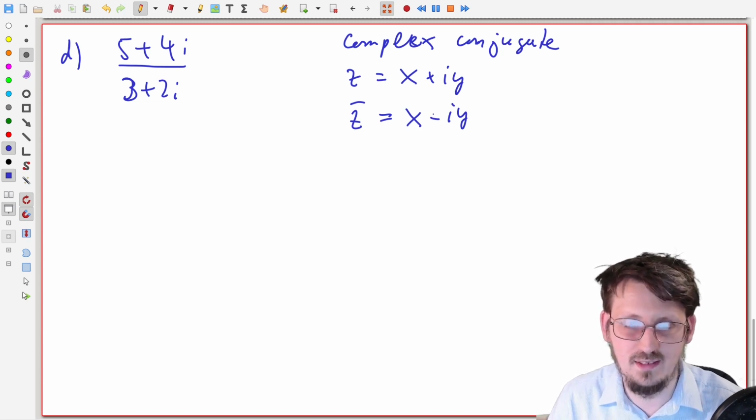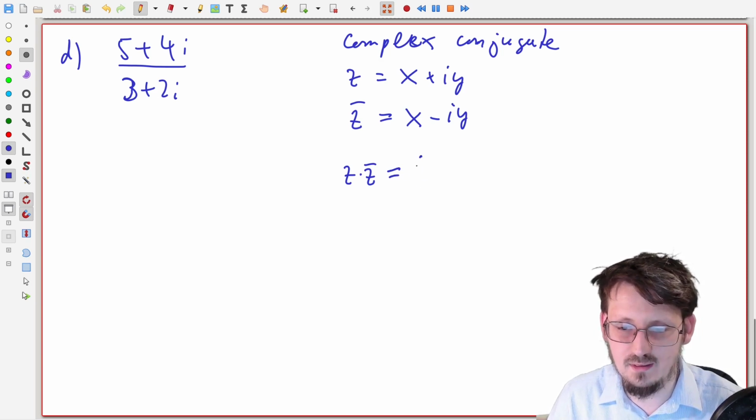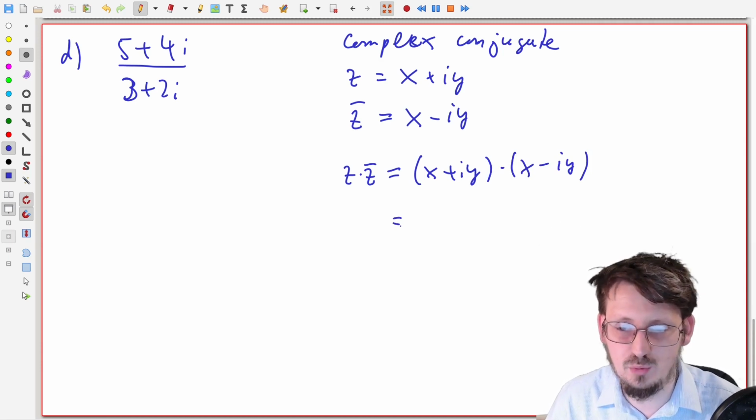But I think the idea behind this is quite simple. The advantage of writing it down in such a way is that the product of z and z bar, so the product of a complex number and its complex conjugated form, is simply x plus iy times x minus iy. And as we have seen before, when you now apply the rule of multiplication, you find out that what remains is actually x square plus y square.